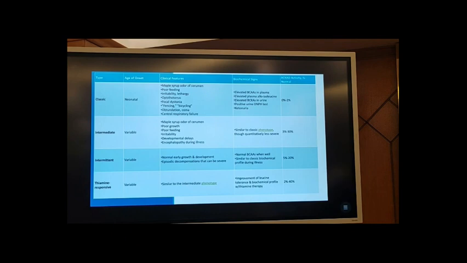There is one entity in maple syrup urine disease, which is thiamine-responsive maple syrup urine disease, and a very small number of patients with maple syrup urine disease can respond to thiamine, and therefore we give thiamine universally. Whenever we diagnose maple syrup urine disease, we give thiamine, which is vitamin B1.